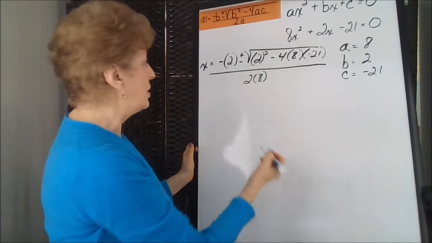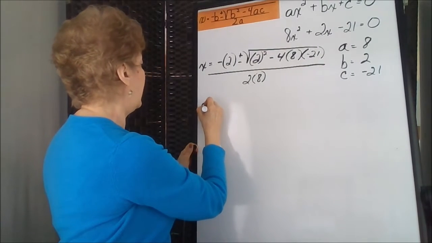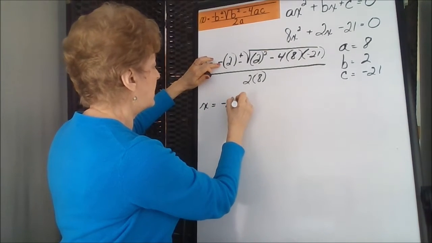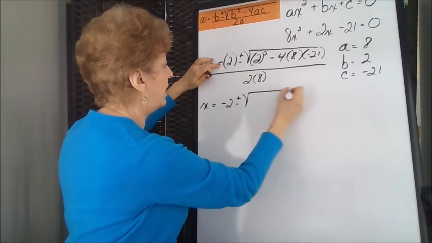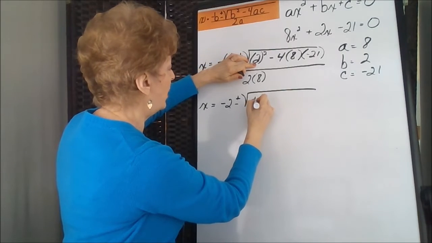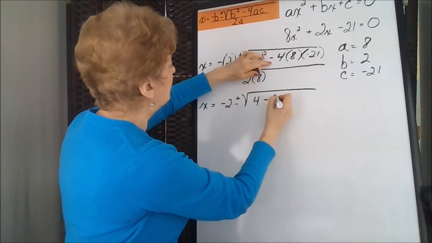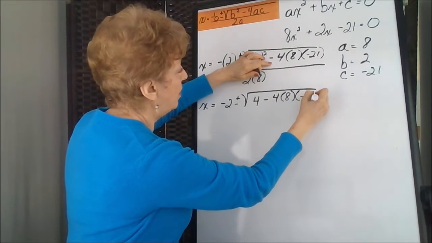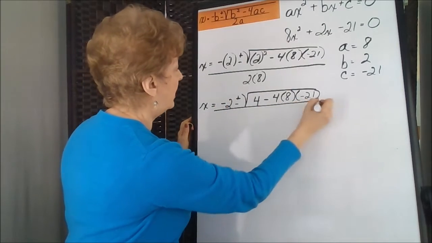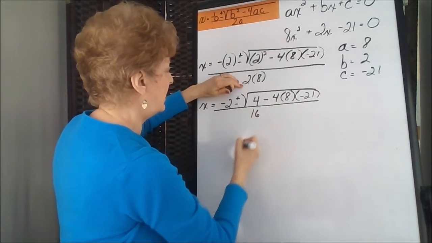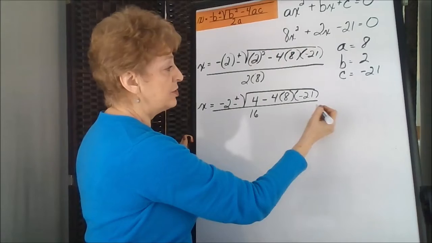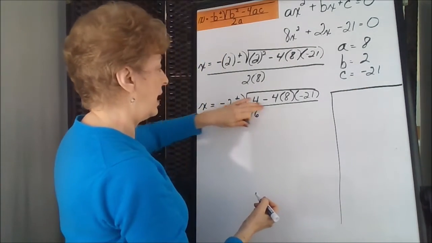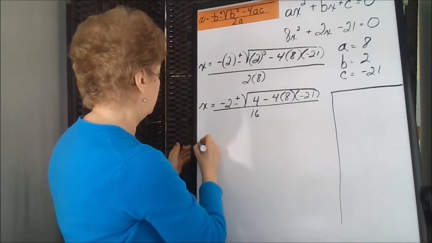Okay, we are ready to start our work. x is equal to negative 2 plus or minus the square root of 4. 2 squared is 4, minus 4 times 8 times negative 21, divided by 2 times 8, 16. I'm going to have to do some side work here as I approach the next step.